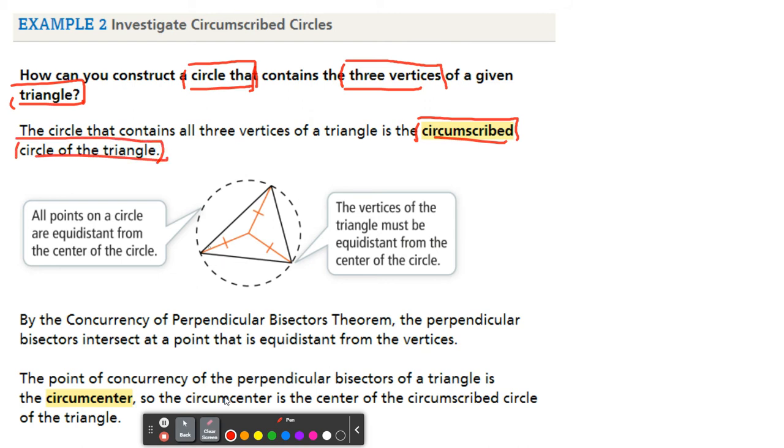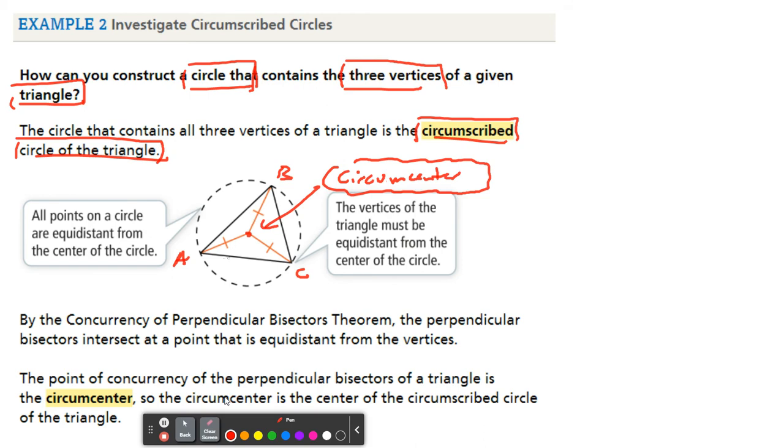So here's the idea, right? We want to take a circle, and we want to draw it around the triangle so all 3 corners are on the circle. So corner A, corner B, and corner C. Well, remember that this point is that point of concurrency where the 3 perpendicular bisectors meet. This point is given the name circumcenter. I'll draw it nicer so you can actually read it. Circumcenter. Actually, it's right there too. And I think it's called the circumcenter because it's the center of the circumscribed circle. Circumcenter, yes?